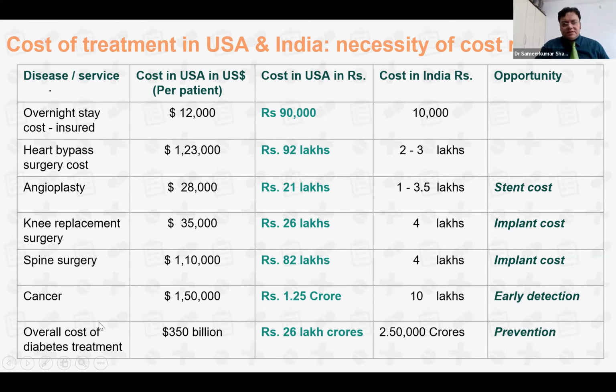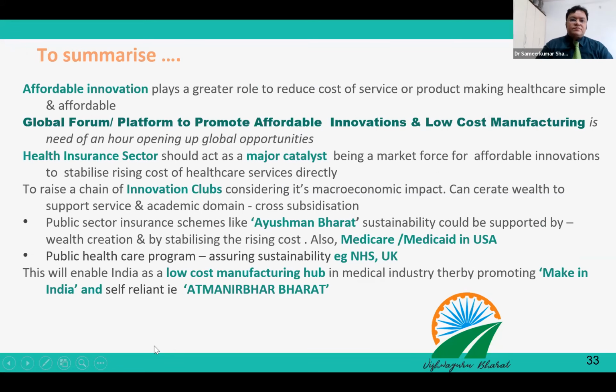Again, for cancer and other disorders, we can go for early detection. And for diseases like diabetes, we can go for prevention at any level, primary, secondary, or tertiary. Secondary and tertiary prevention, I mean to say, is that we can prevent the complications and thereby the cost of the disease. They spend around $350 billion for treatment of diabetes. So again, these are huge opportunities for our innovators.